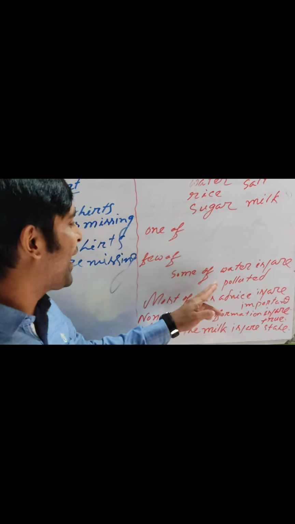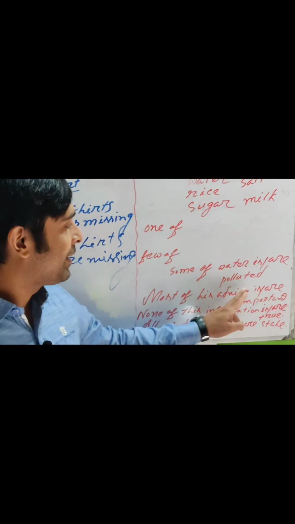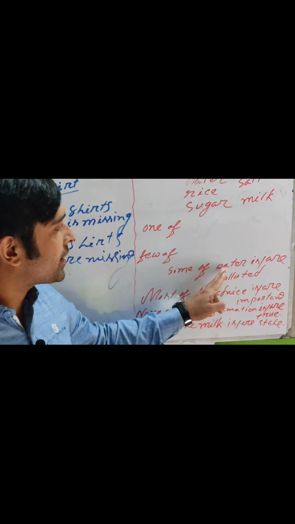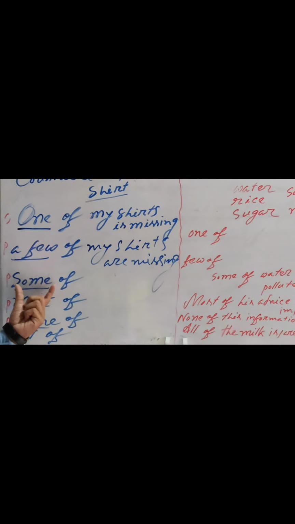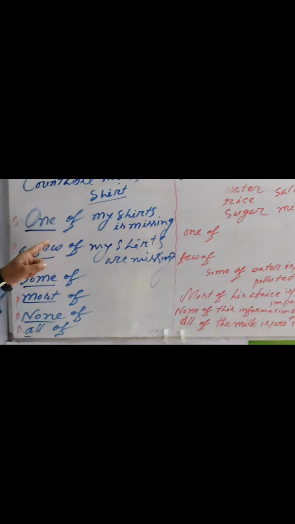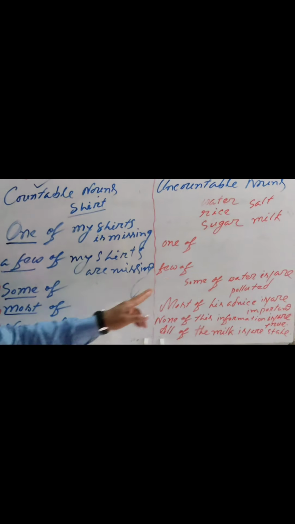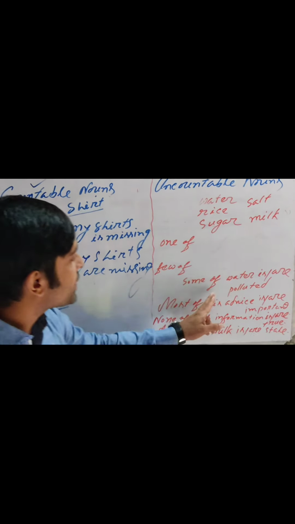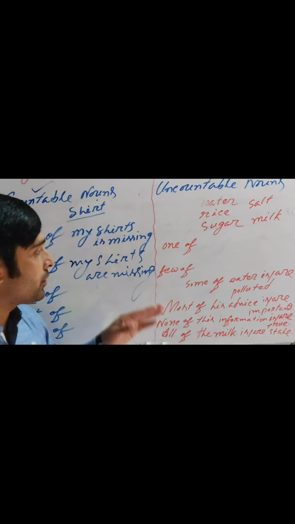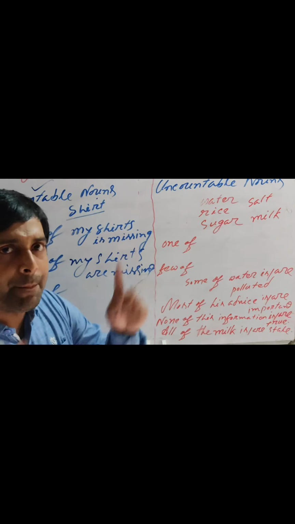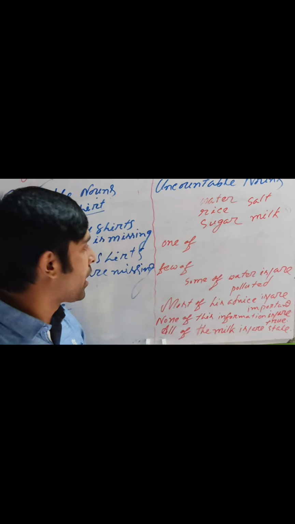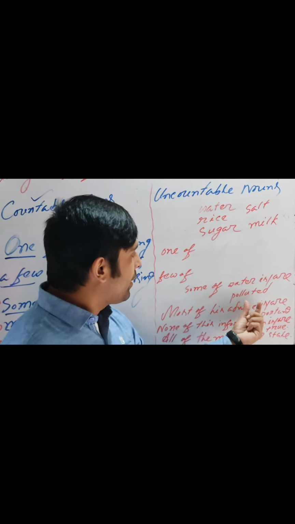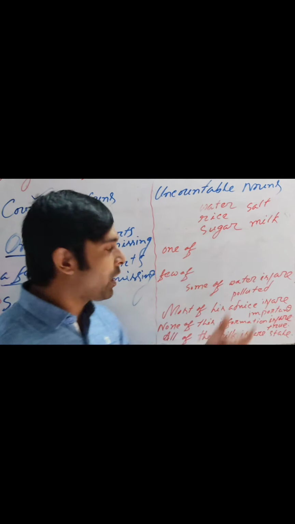So in this case we can say, some of water is polluted. If it becomes a countable noun, of course that would be plural. But right now, "some of" is the symbol of plural, while "one" is not; one is always singular. Right now the verb depends on the subject, on the singular or plural noun. So, some of water is polluted, because water is an uncountable noun.